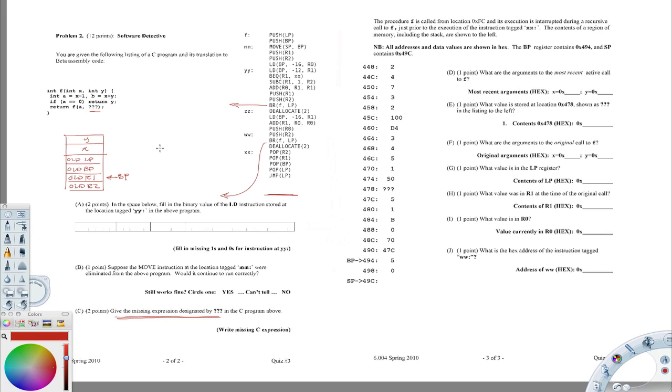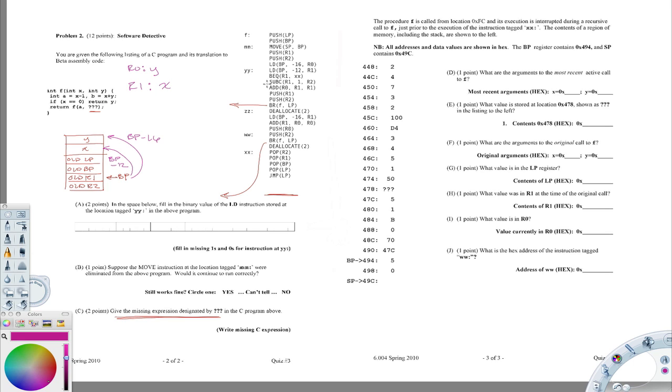Now we've just filled in the rest of the stack frame from before. Given that this is the BP, this is BP minus 16 because it's 4 lines, and then this one is BP minus 12. So that means that y is going to go into R0 and R1 so far is going to contain x.